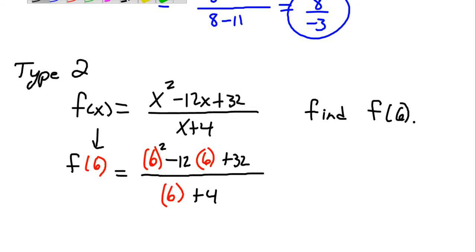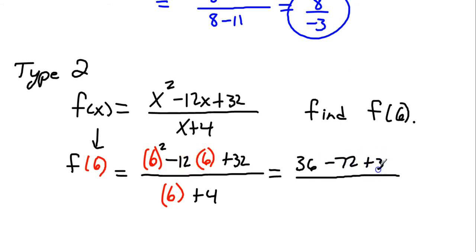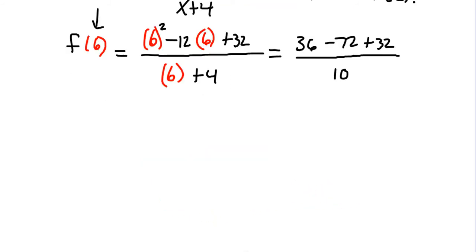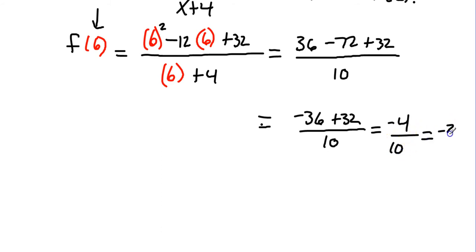Okay, so from there, just work it out. 6 squared is 36. And that's the only exponent, so I would say go ahead and do the multiplication next, so you can just do 2 steps at one time. 12 times 6 is 72. On the bottom, there's really nothing else. You've got 6 plus 4, so that would be 10. And on the top, just go ahead and add and subtract all those numbers. 36 minus 72 is -36. Plus 32 would make that -4 over 10. And when you simplify that, that would be -2/5.